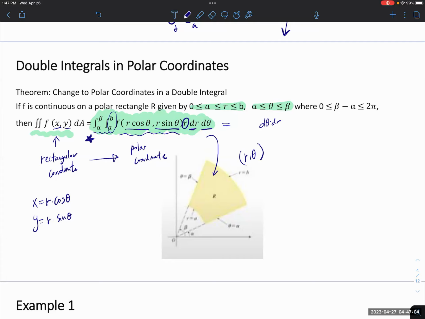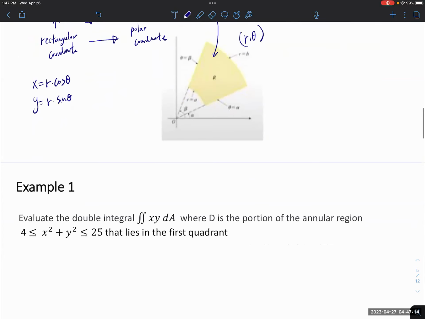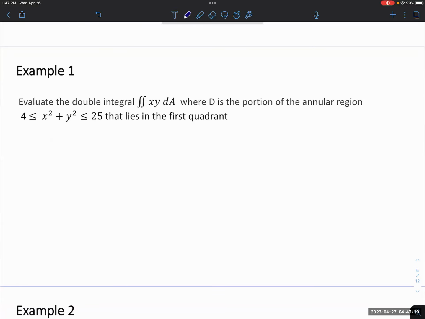So can I go to the next slide? Let me show you the example, how you can convert rectangular to polar and take the double integral. So let me take a look at the example. All right, so example 1, definitely we are taking a double integral, and we are looking for the area D. That is the region between these two conditions, and it lies in the first quadrant.